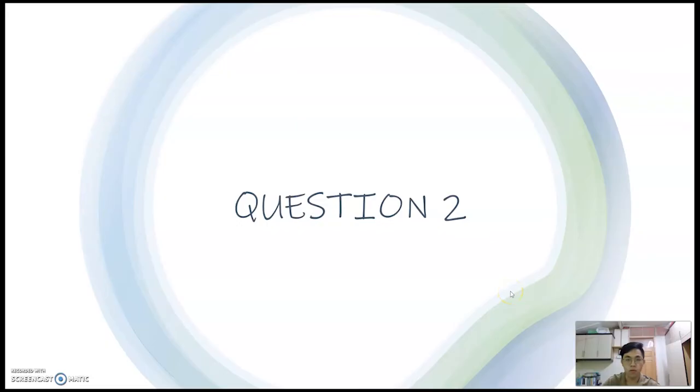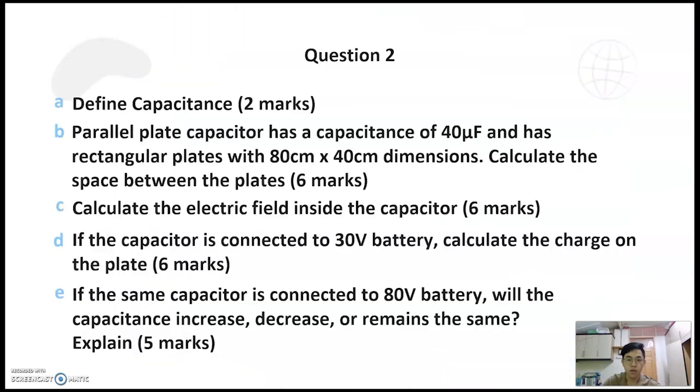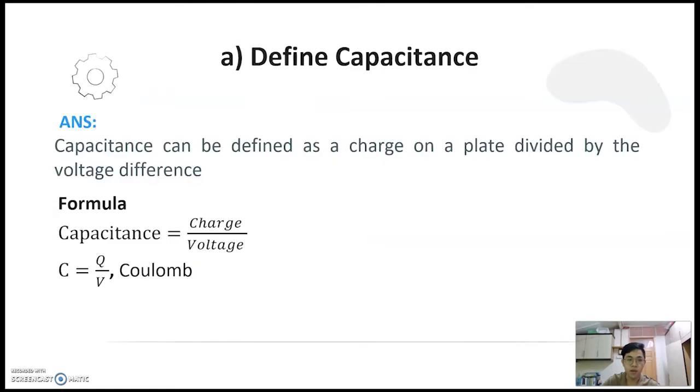Hi, my name is Lu Wei Jun, and today I will present question 2 for capacitance of a parallel plate. This is question 2, where we have A, B, C, D, E. Question 2a is to define capacitance. From the formula, capacitance is equal to charge over voltage. So the answer is capacitance can be defined as the charge on a plate divided by the voltage difference.